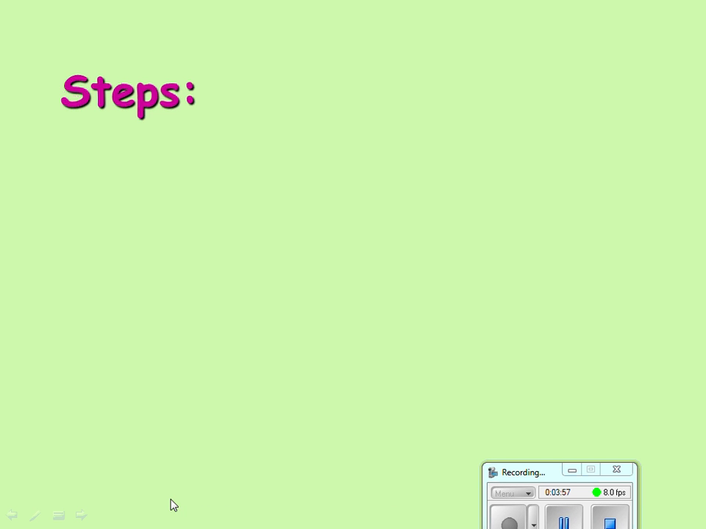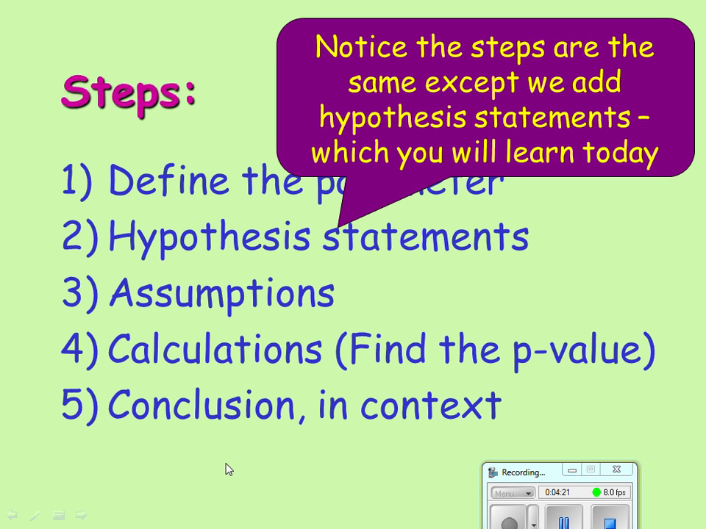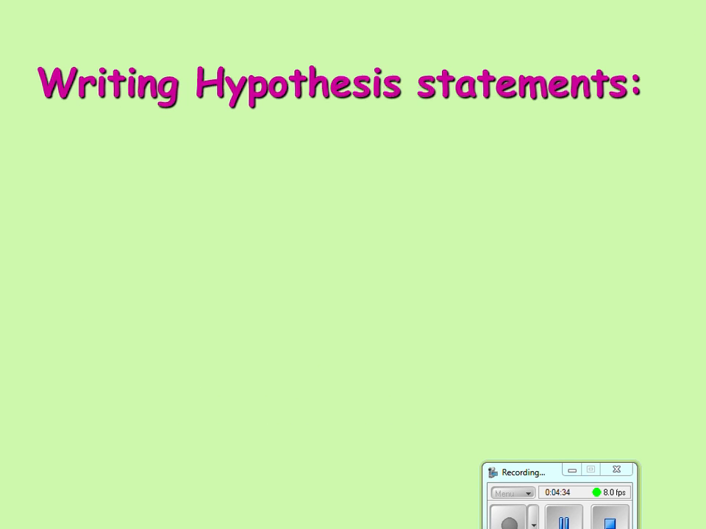Okay, so let's talk about our 5-step process. It should look familiar, being that in our chapter 19 notes, we had the same type of thing. Although we had 4 steps in that, there really truly is 5 because our calculations also show work. But here, we are adding in this one extra step compared to what we did before in chapter 19. So here, we're adding in our hypothesis statements. And hopefully you learn those today. So let's talk about writing those.